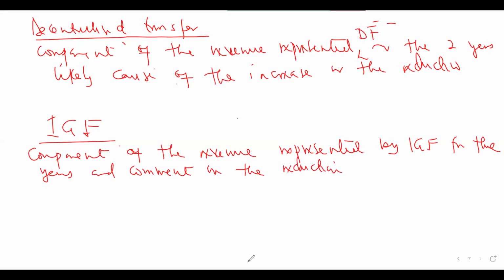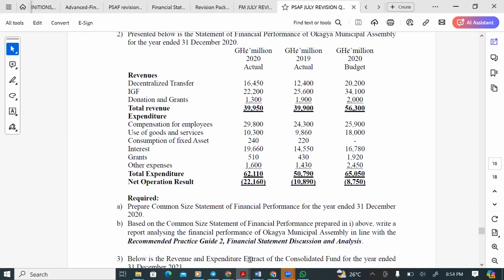Comment on the reduction or comment on the outcome for the years. So you can also do the comparison between the 2 years, and you also draw a comparison maybe to the budget. That is why they are also giving you the budget. So let's come to what we are having for these two.